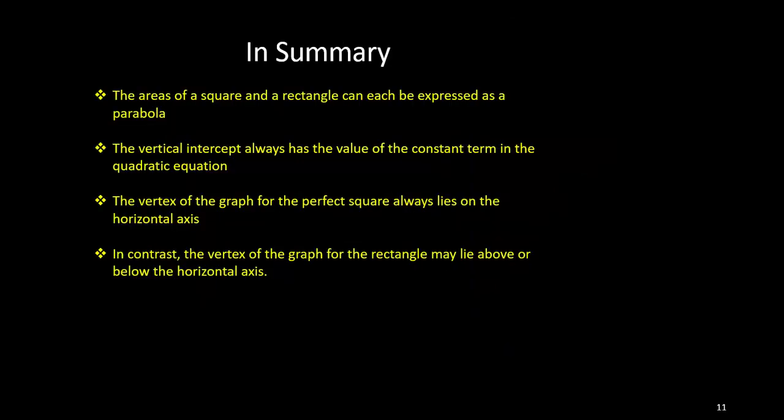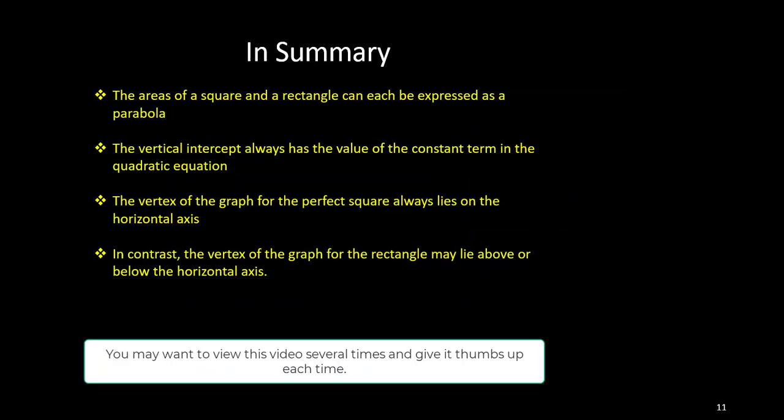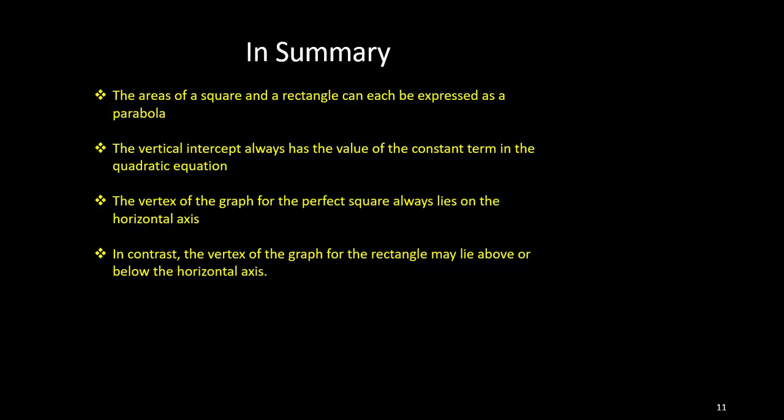Okay, that's a lot of information. So let's summarize what we've seen. First, the areas of a square and rectangle can be expressed as a parabola, a quadratic equation. Two, the vertical intercept always has the value of the constant term in the equation. The vertex of the graph for the perfect square always lies on the horizontal axis. And in contrast to the square, the vertex of the graph for the rectangle may lie either above or below the horizontal axis depending on the equation.